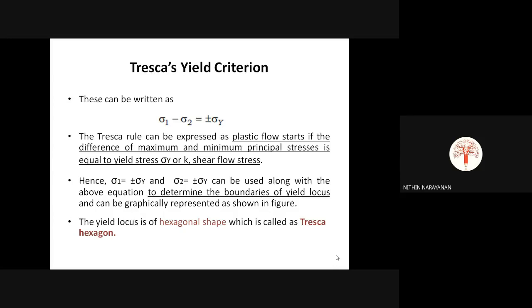So that is the equation, sigma 1 minus sigma 2 is equal to plus or minus sigma y. Hence sigma 1 will be equal to plus or minus sigma y and sigma 2 will be equal to plus or minus sigma y. This can be used along with the above equation to determine the boundary of the yield locus. Using this condition we can plot a yield locus. To find the boundaries of this yield locus, we take this approximation, and we get a yield locus of hexagonal shape, which is called the Tresca hexagon.